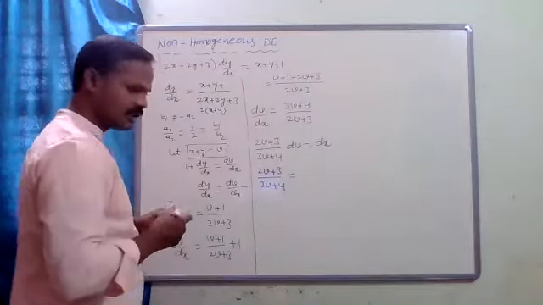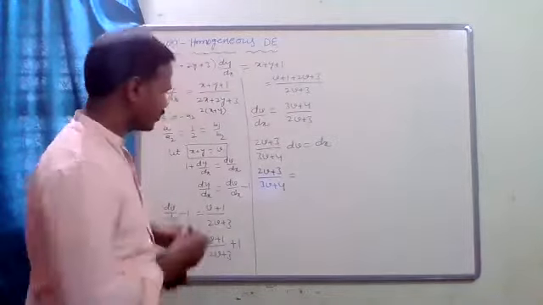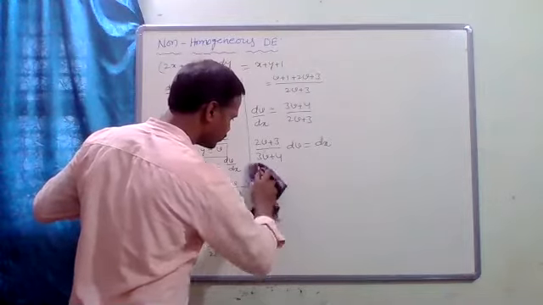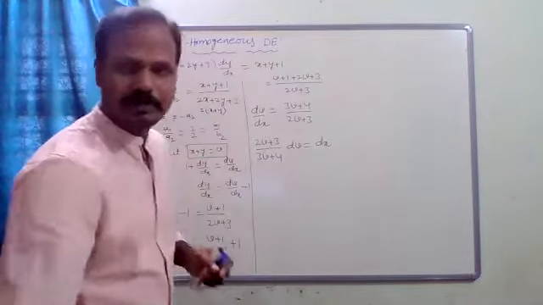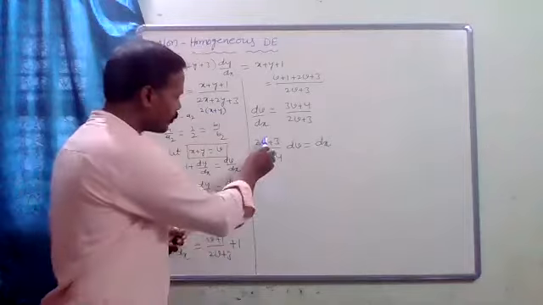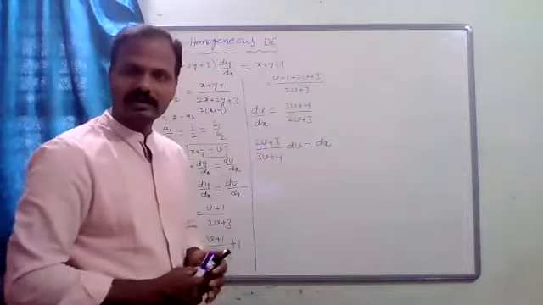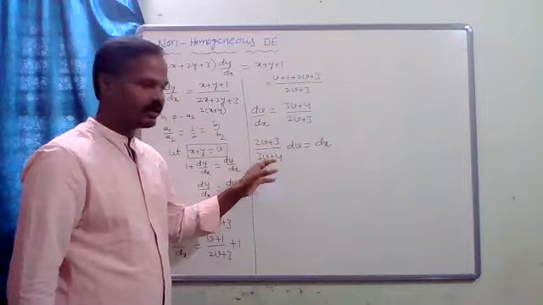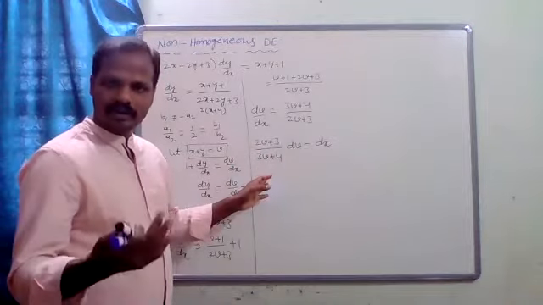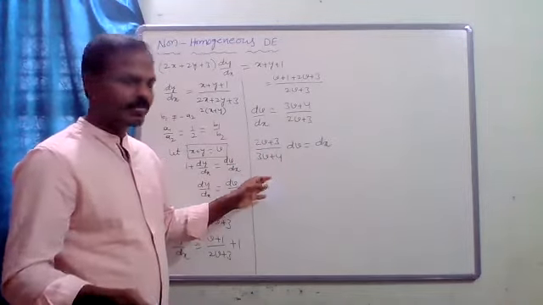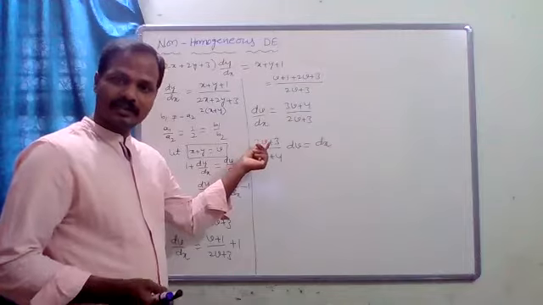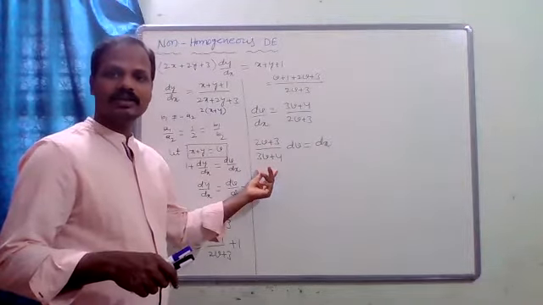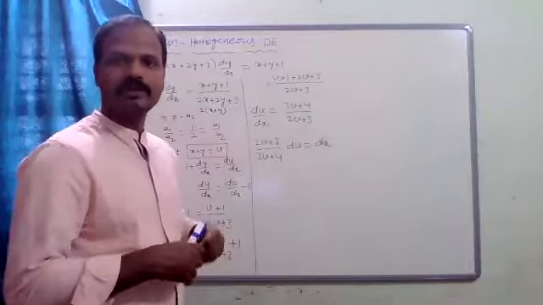See, when you are going to apply partial fractions, the numerator and denominator are of the same degree. This is degree 1, this is degree 1. Then you have to apply division. If the numerator power is less than the denominator power, then only you have to apply partial fractions.